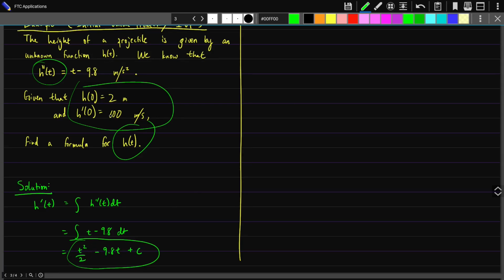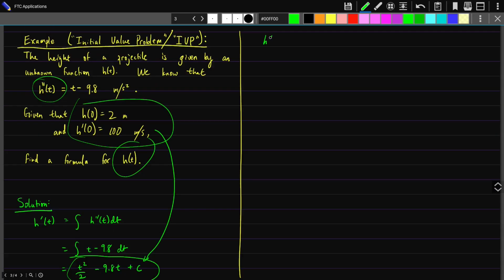My problem tells me that h prime of 0 is 100. So I can use that information to find out what that constant c is. First, I'll find h prime of 0 based on the formula I found, and then I'll use the initial information, which is that h prime of 0 is equal to 100. So that tells me that 100 is equal to c. So now I have a better idea of what h prime is.